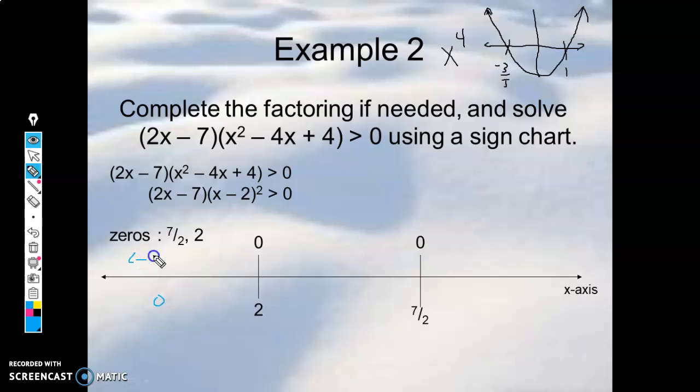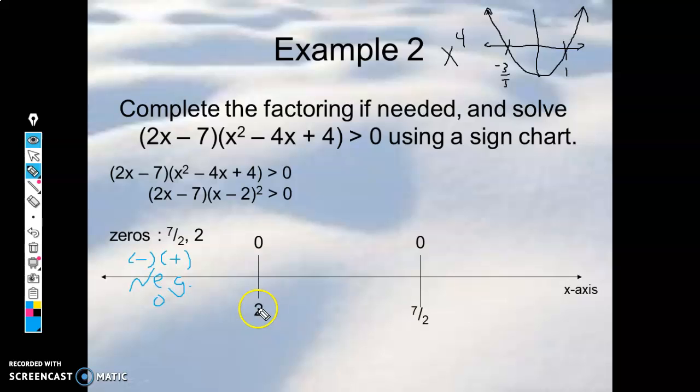They call it a sign chart because you put the signs of what you get here. So this is a negative sign. Now if I put 0 into this factor, I'd have 0 minus 0 plus 4. So this is positive. So the overall sign of this region would be a negative because I have a negative times a positive. So this region would have a negative sign in it.